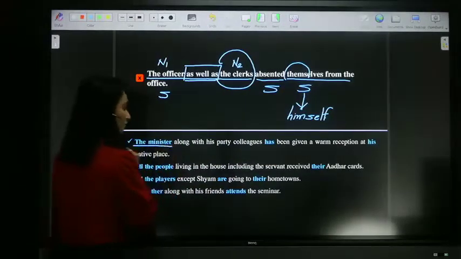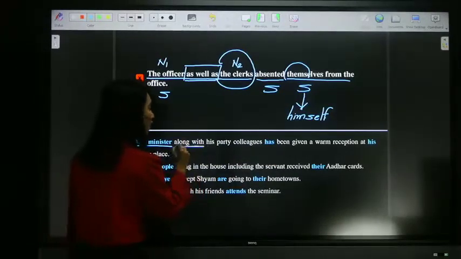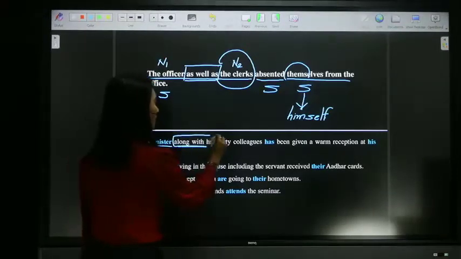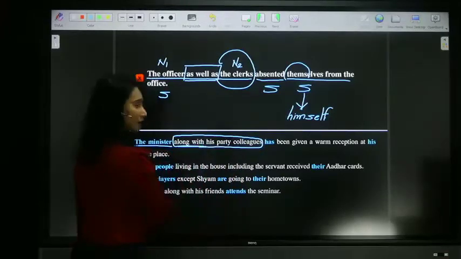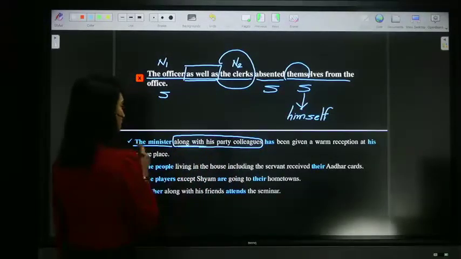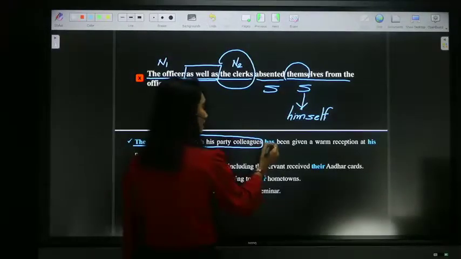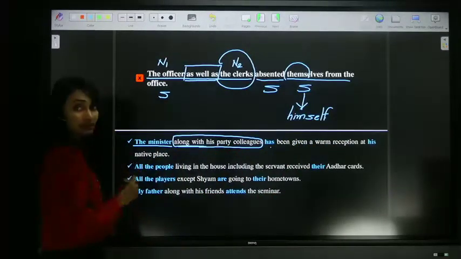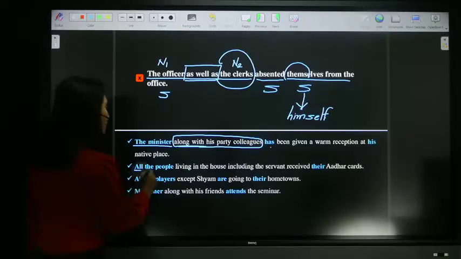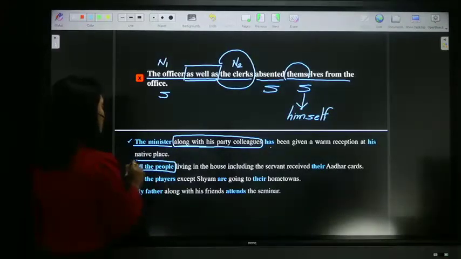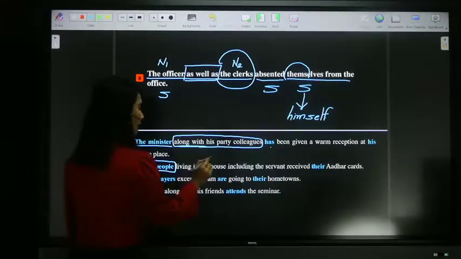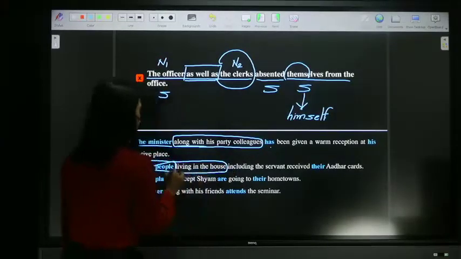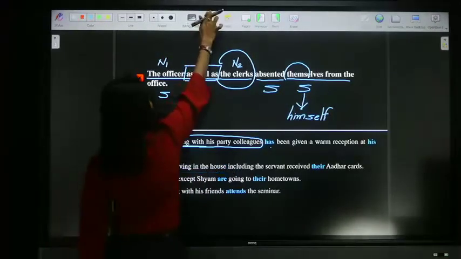The minister, along with his party colleagues, has been given a warm reception at his native place. Along with his party colleagues became additional information. So the subject is minister. Minister is singular, so has been given. All the people living in the house is, of course, you can take this. All the people living in the house.